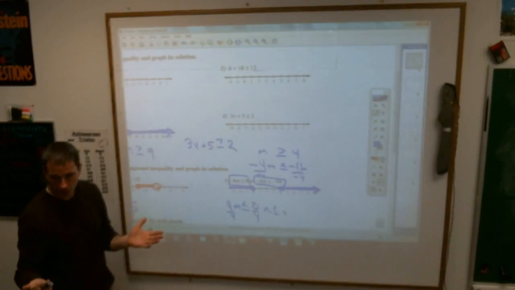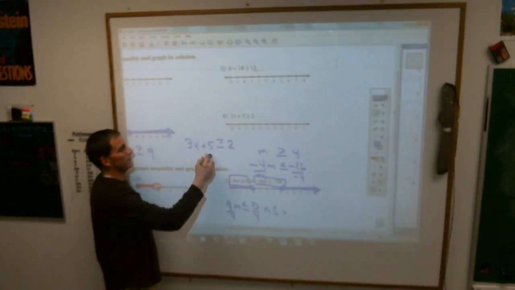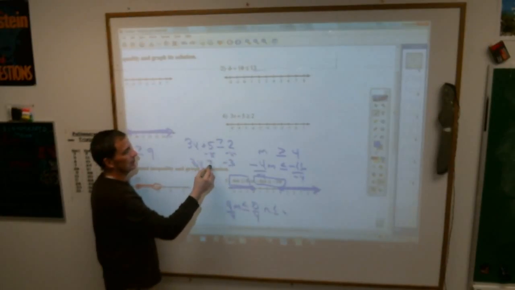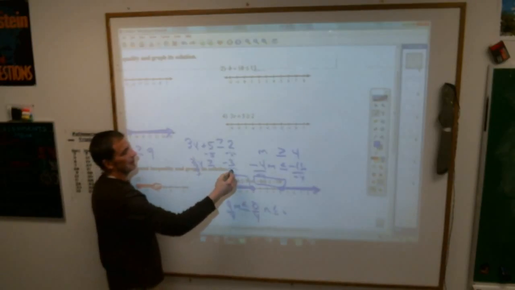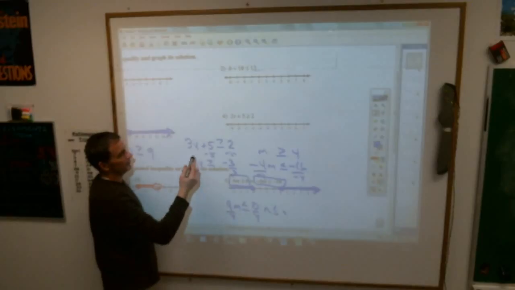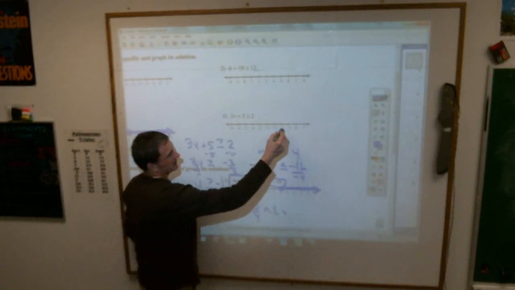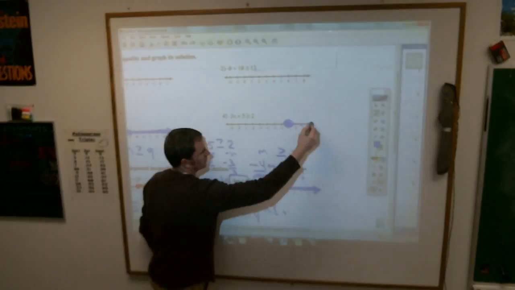So how do you solve this if it was an equation, Madison? How do I get rid of this 5? Subtract 5. I subtract 5, I get a negative 3. If 3b is greater than or equal to that, how do I get rid of the 3? Divide by 3, divide by 3. So b is going to be greater than or equal to negative 1.